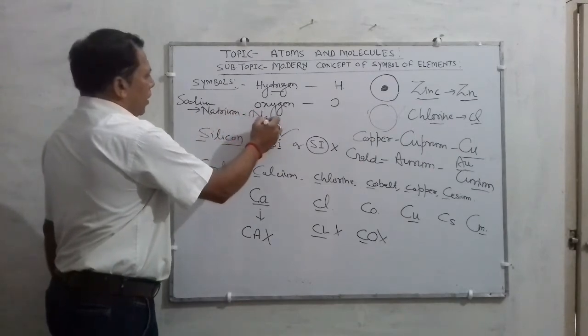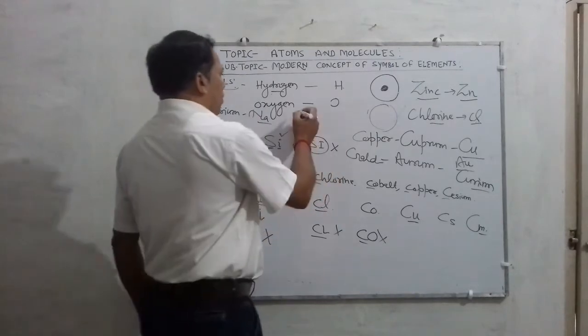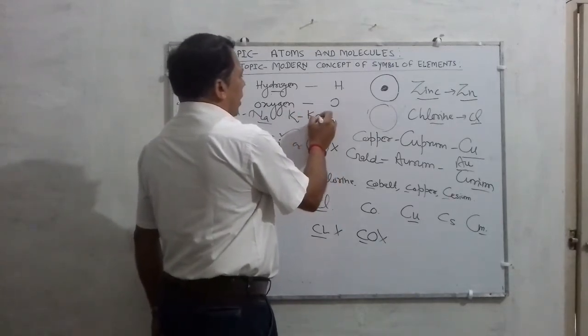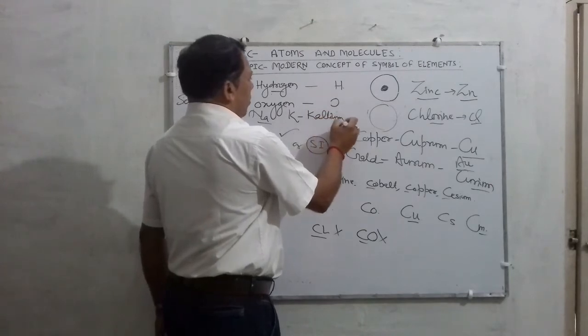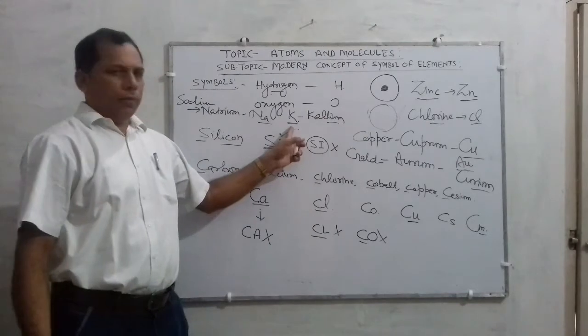Natrium, and the symbol is Na. Similarly, you have heard the name of potassium, K. K is taken from the Latin name Kalium. Kalium's symbol is K, and it is read as potassium.